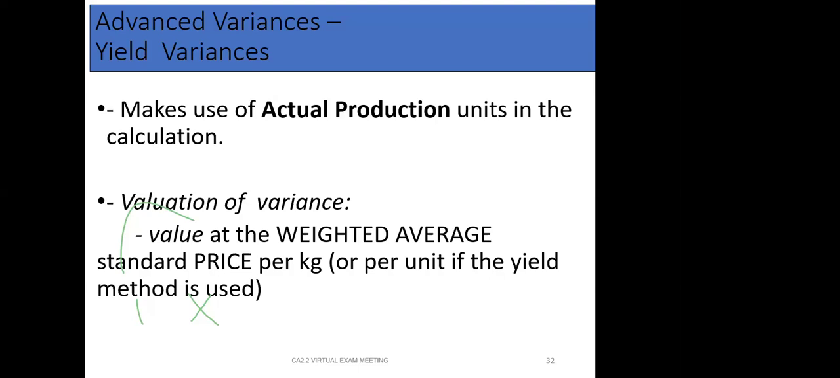The evaluation of the variance. How do you value the yield variance when you find the difference? To put a monetary figure there, you value such a variance at the weighted average standard price per kg or per unit if the yield method is used. Because here you can use two methods, either the input method or the output method, which is also known as the yield method, but you get the same answer.